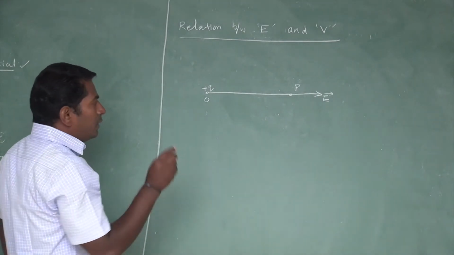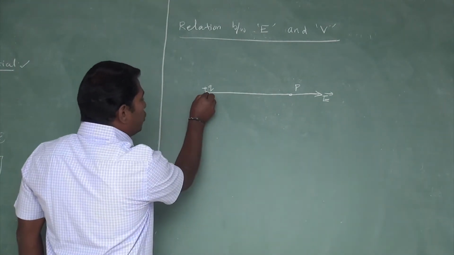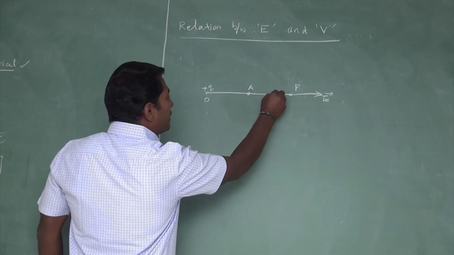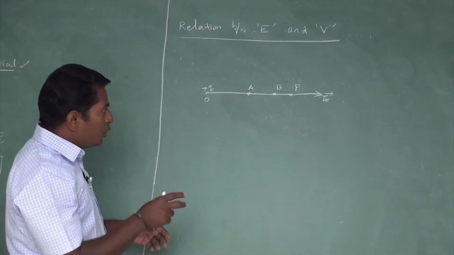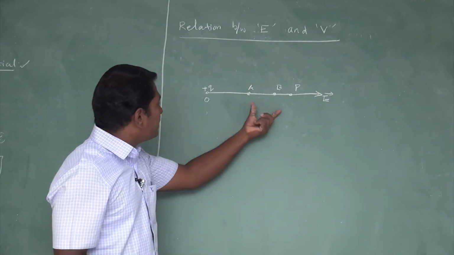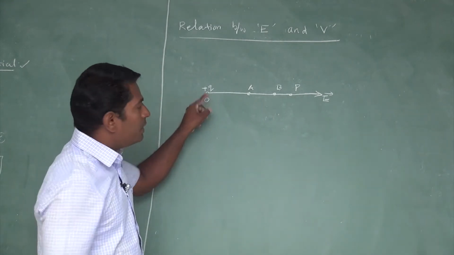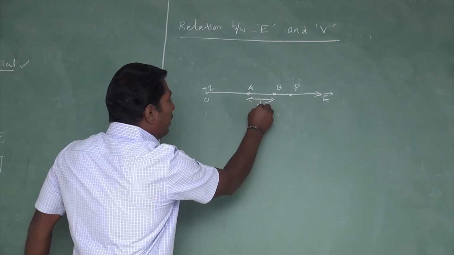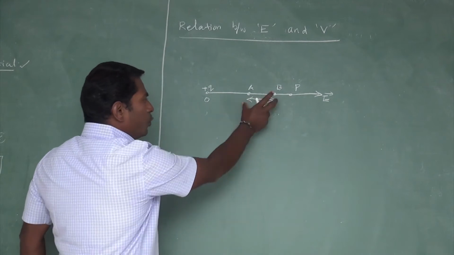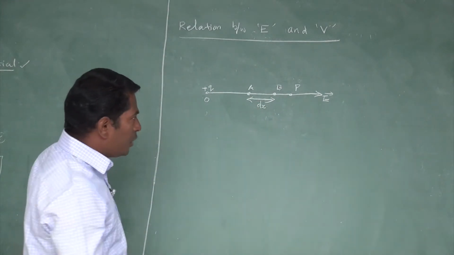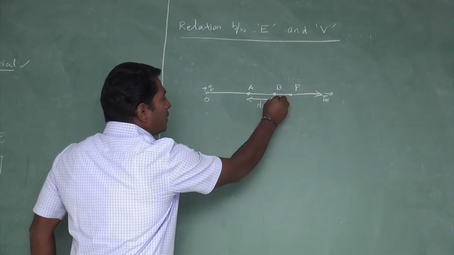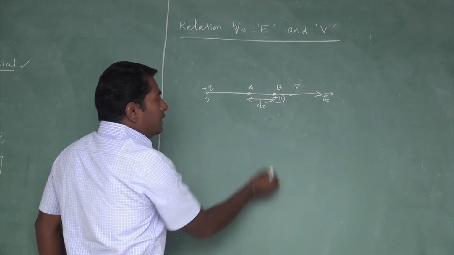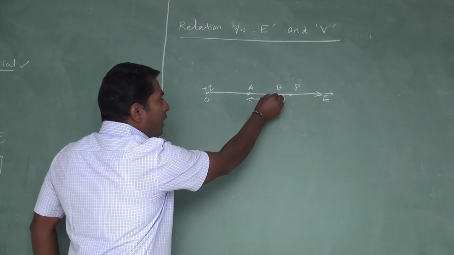Let me assume there are 2 points in the electric field produced by the positive point charge. One point is A, another point is B. dx is a small distance between these 2 points. Let me assume one unit positive charge, plus 1 coulomb charge. This unit positive charge is placed at this point B.